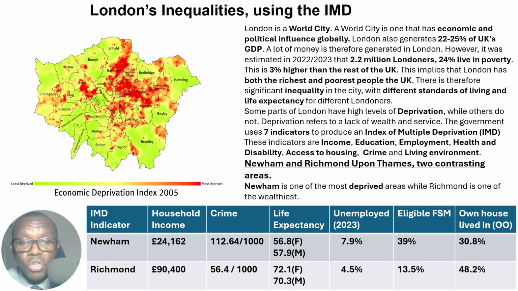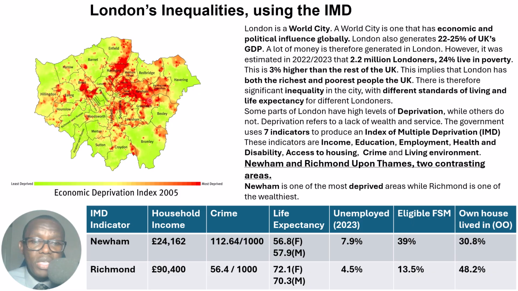So what we are going to do here is compare and contrast 2 areas in London, one that is deprived and one that is not. And the 2 areas are Newham and Richmond upon Thames. Newham is actually one of the most deprived areas, while Richmond is one of the richest. Now we can see their locations here. Richmond upon Thames is right here in southwest London, and then Newham is right here in East London.